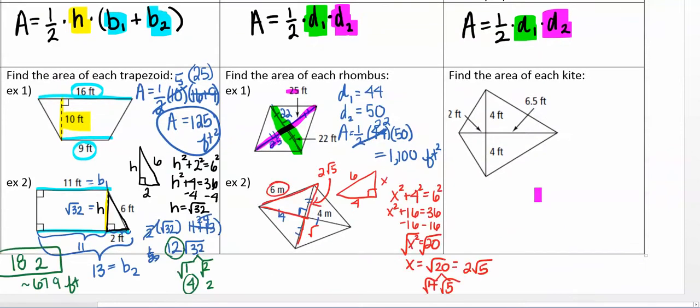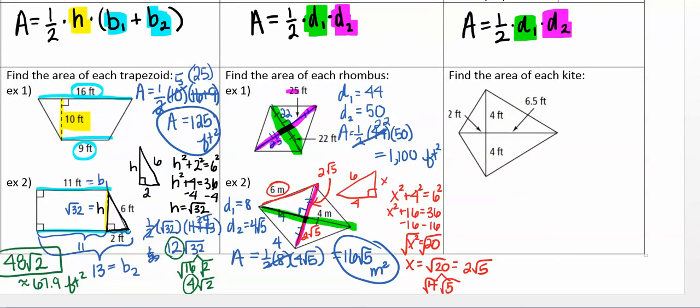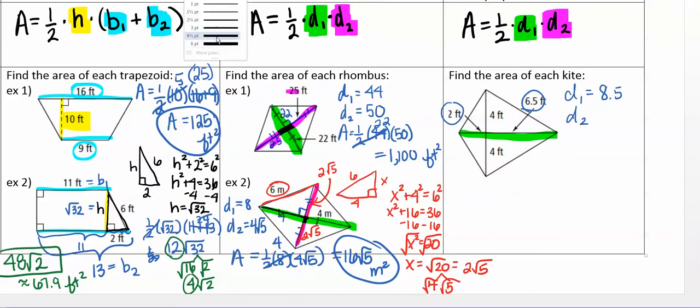Okay, so we're going to find the diagonal 1 and the diagonal 2. Diagonal 1 here, remember, it doesn't matter which one you call diagonal 1, diagonal 2. Let's cut this one. So diagonal 1 would be the sum of 2 plus 6.5, which is going to be 8.5. Diagonal 2 is our other one here. See, this one's the one that's got the midpoint. It's 4 and 4 because these are congruent. So it's 8. So diagonal 2 is 8.